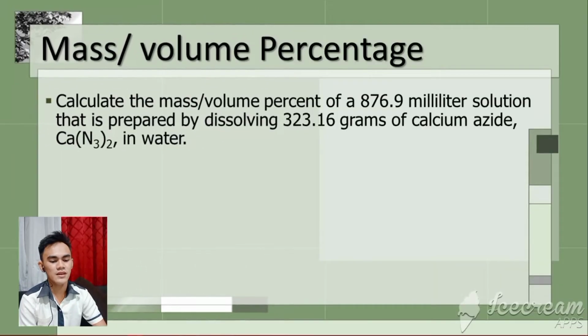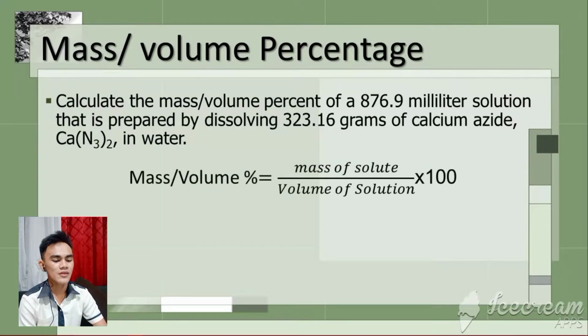The problem states: calculate the mass per volume percent of a 876.9 milliliter solution that is prepared by dissolving 323.16 grams of calcium acid in water. So, in order to get the mass per volume percentage, we are going to divide the mass of solute by the volume of solution times 100.